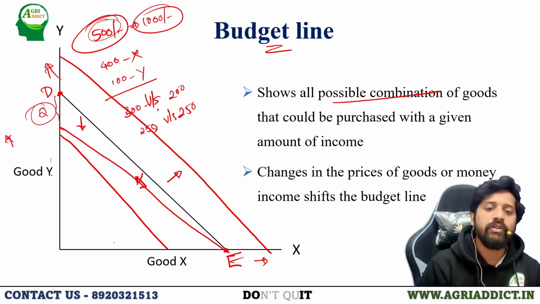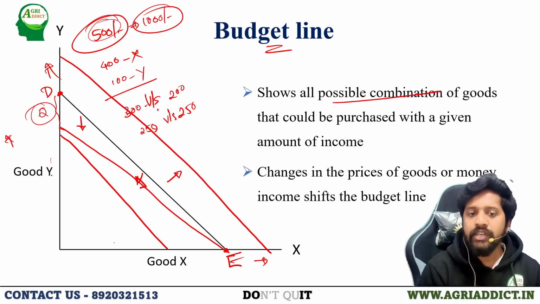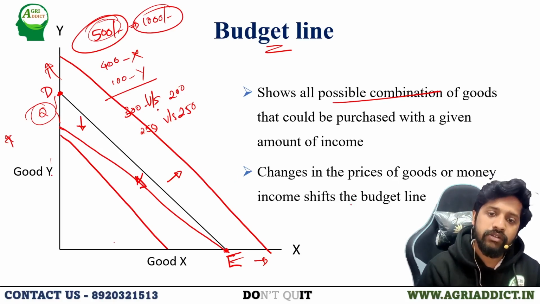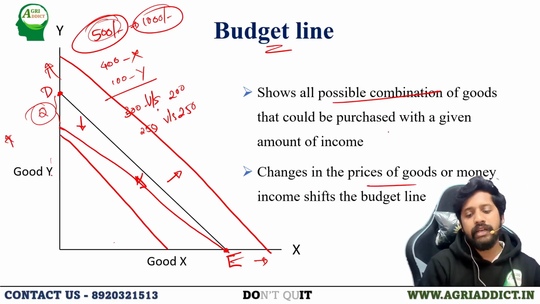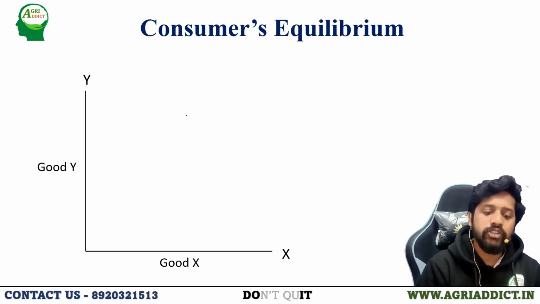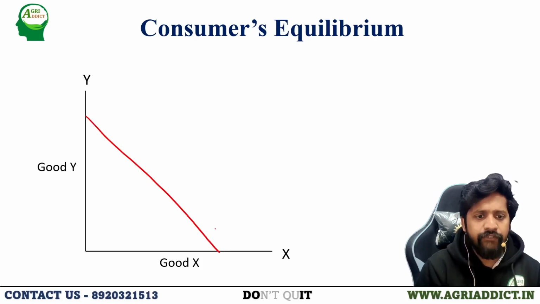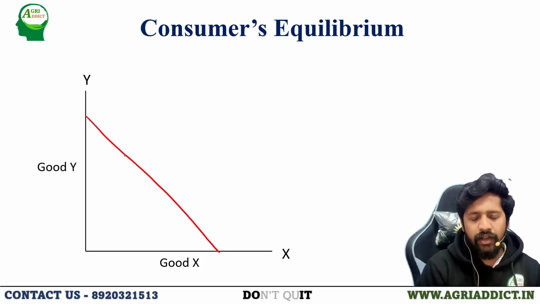Similarly in the case of X also, this shifting of the budget line occurs. So shifting of the budget line is because of the income level as well as the prices of the commodity. I hope you got the concept. So how can we arrive at the consumer's equilibrium? In consumer's equilibrium, the budget line and indifference curve analysis will show the consumer's equilibrium.